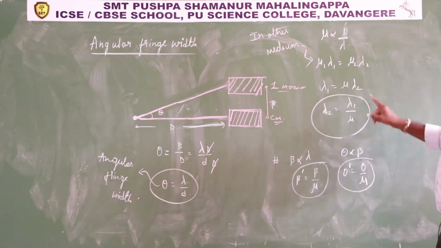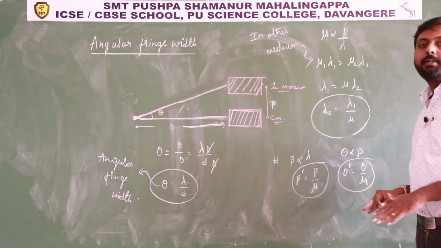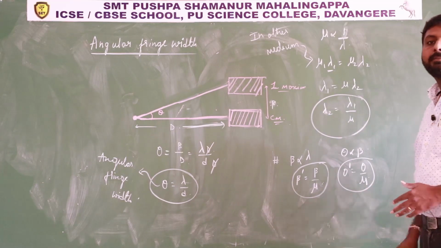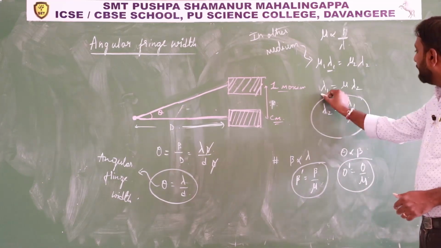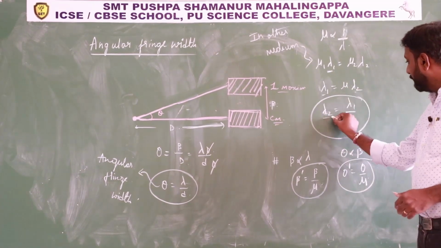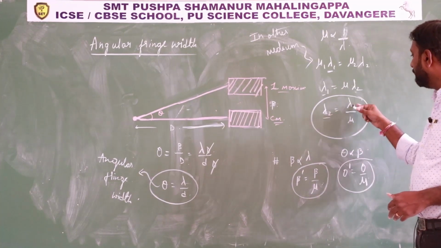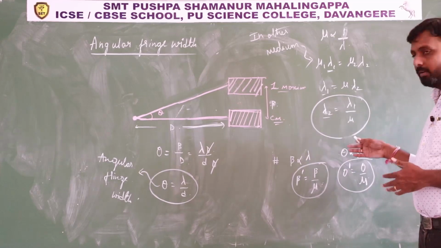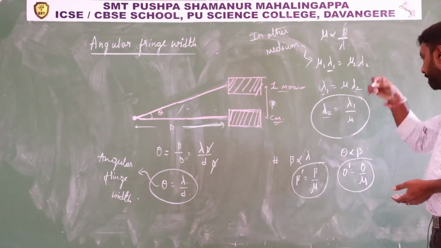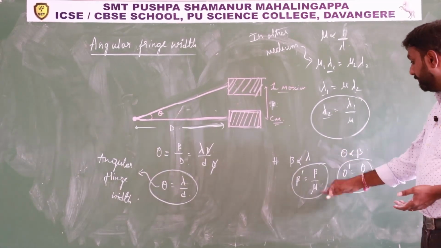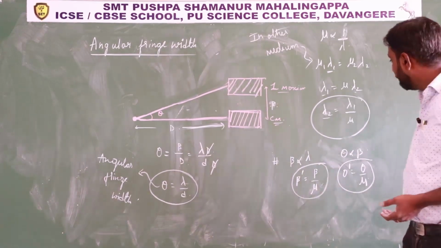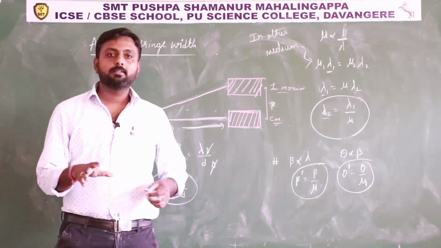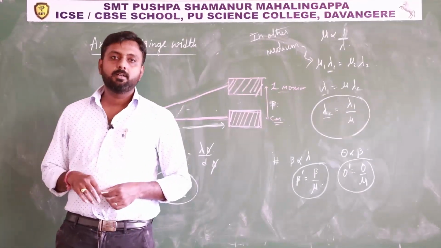That means here lambda 2 is the wavelength in another medium. This is lambda 1, the wavelength in air medium. So the wavelength in another medium, lambda 2, is always equal to the wavelength in air medium divided by mu. So it will decrease. Then the fringe width also decreases, angular fringe width also decreases. And next I will explain some problems based on these concepts.